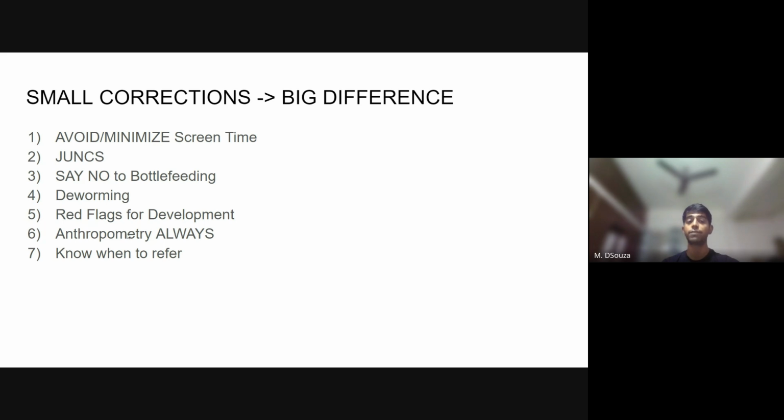Number five would be the red flags for development. This is something that's available in your guide, so maybe take a copy of that or keep a picture of it handy, so that you're able to identify developmental delays. Along with that, of course, use the Trivandrum Developmental Scale.